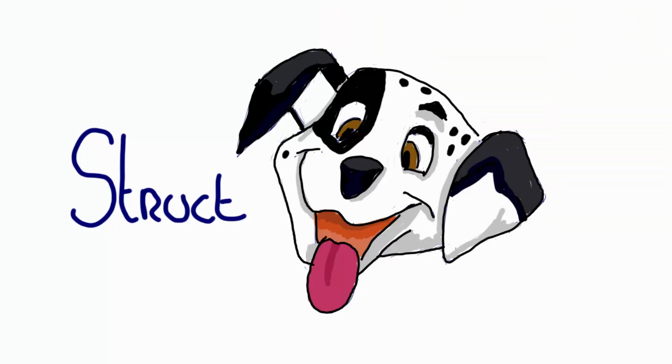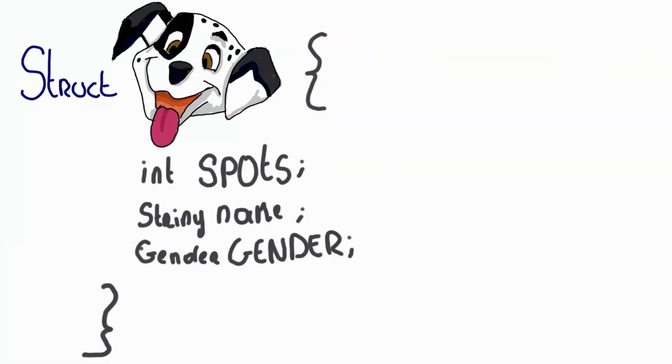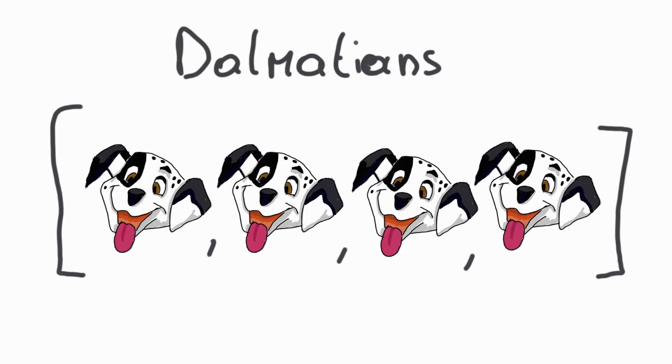To solve our Dalmatian problem, we make a struct called Dalmatians. In that struct, we can put multiple variables. Now you can make a Dalmatian with type Dalmatian and define its variables. Now we can make a list of Dalmatians and edit that. Work with that, and so on. This is clean and it's possible. But there is one more problem with this.